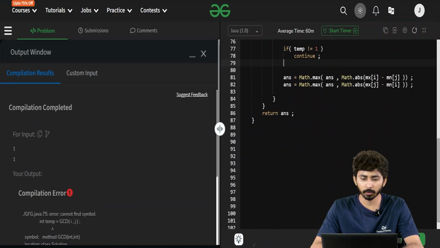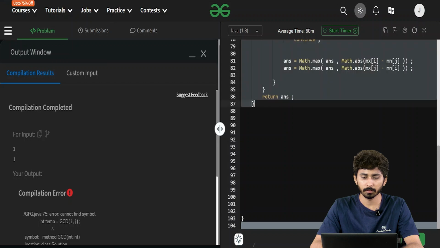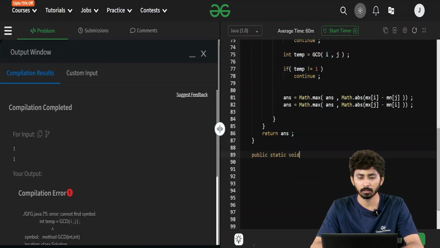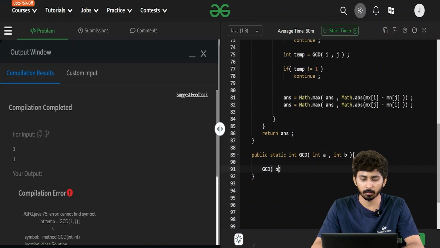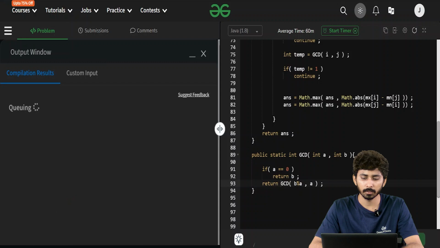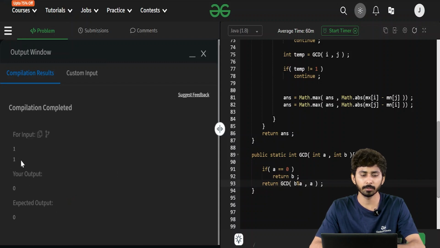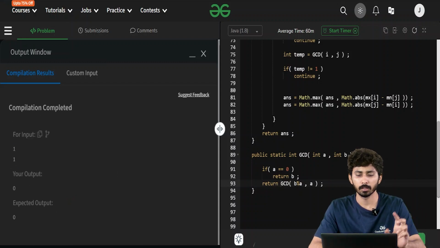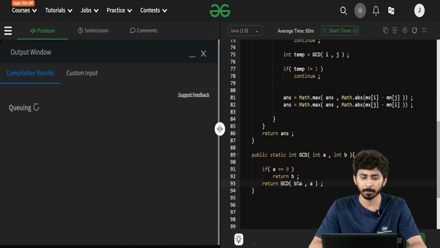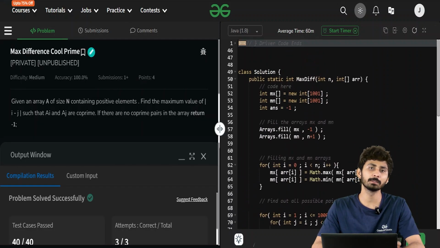So GCD, I forgot to write down the GCD algorithm. So here is the function where it ends. I'll write public static int GCD, int a and int b. If my a becomes 0, I'll return b, otherwise return GCD of b modulo a, and a. And let's try to compile and run. So it's working perfectly fine. This is the corner test case that I was talking about. Let's try to submit, and you can see that the problem has been successfully submitted.